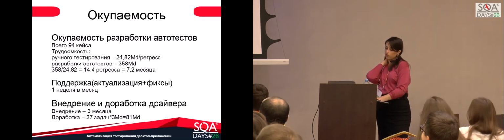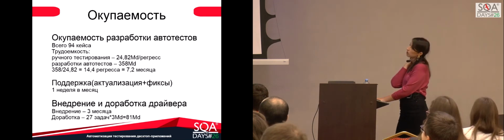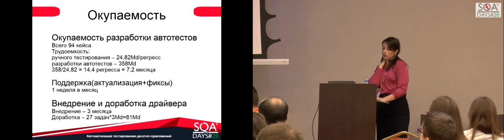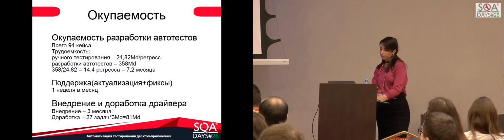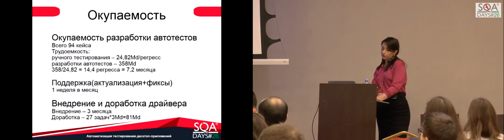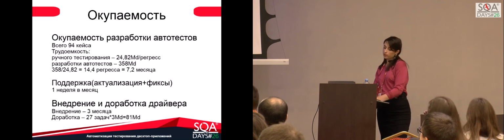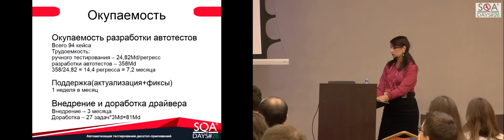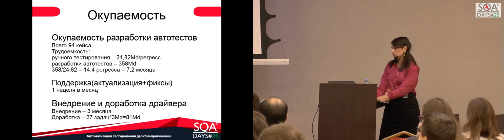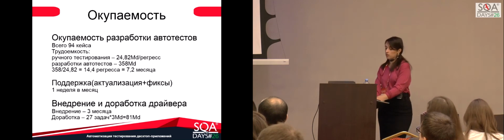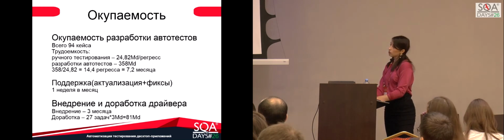For the desktop application, the labor intensity of hands-on testing is 24.82 working days. This is for each regress, which is once every 2 weeks. For the development of auto tests, the labor intensity is about 357 working days for automation of 94 cases. Considering the number of regresses per month, the payback period of this automation is a bit more than 7 months.